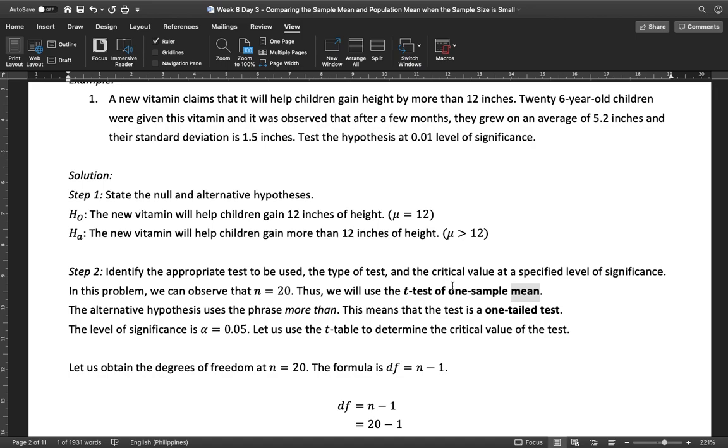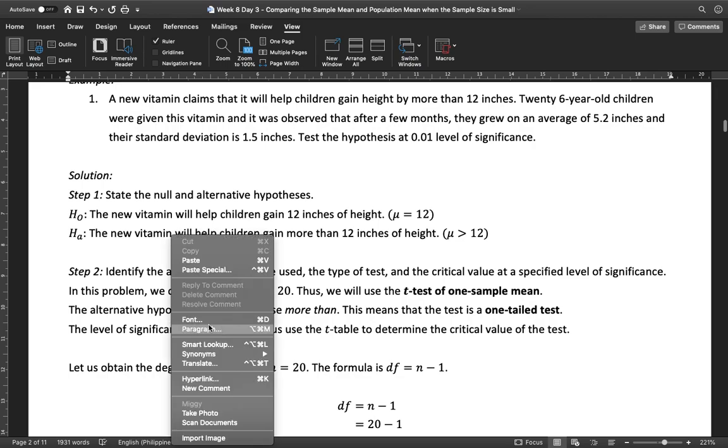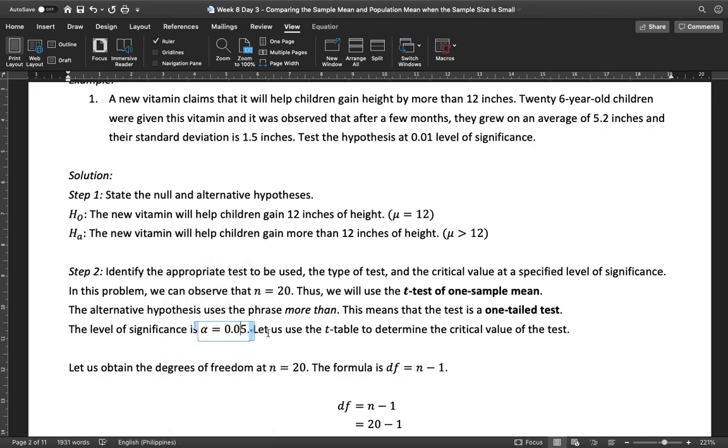Pag less than 30, t-test tayo. Kapag greater than 30, or exactly 30, z-test tayo. Now, the alternative hypothesis uses the phrase more than. Kapag more than, greater than, or less than, we use a one-tailed test. Again, pwede naman two-tailed kapag not equal. Okay? The level of significance alpha is 0.05.